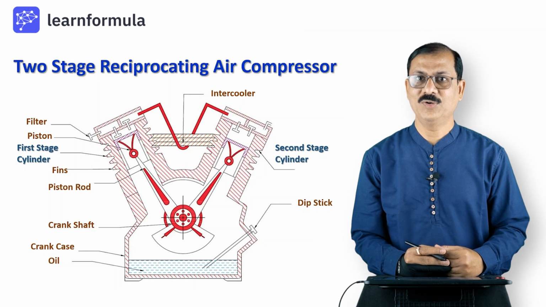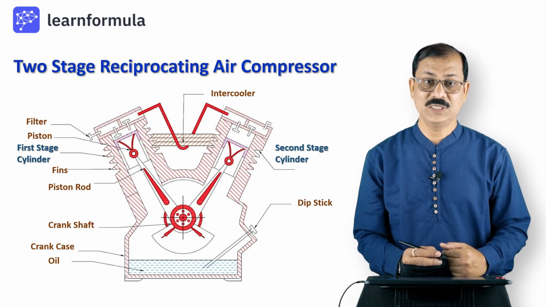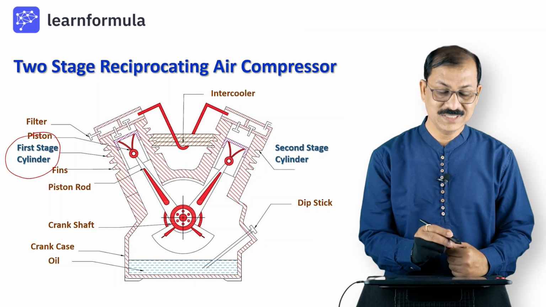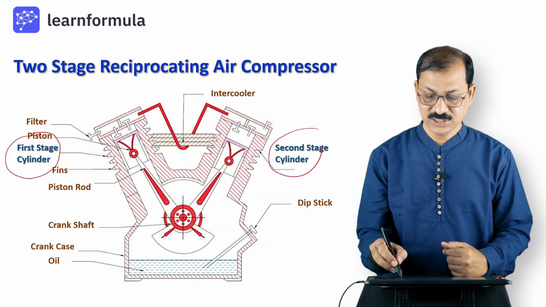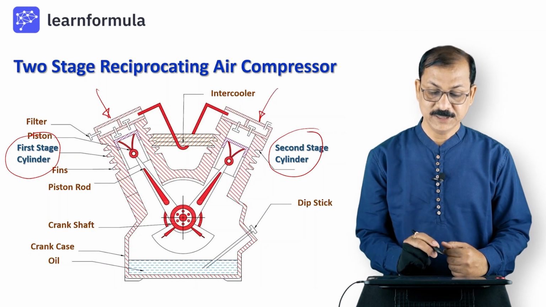Let us look at the working of it, and for that purpose we need to understand different elements first. If you look at this reciprocating air compressor, which consists of two stages, we see over here that there is a first stage cylinder and a second stage cylinder. There are two cylinders, first stage and second stage. How does it work?